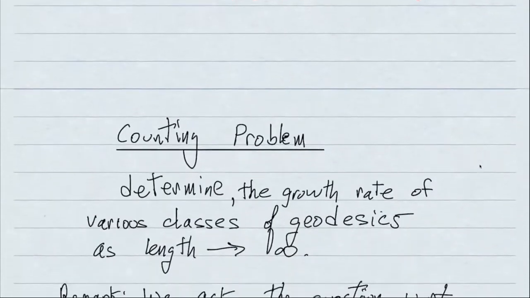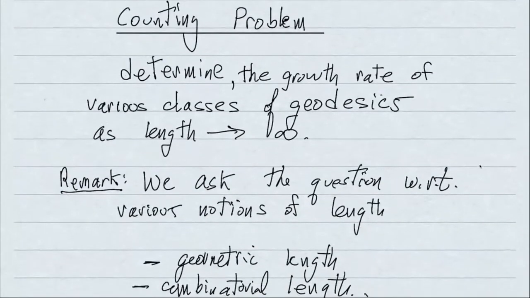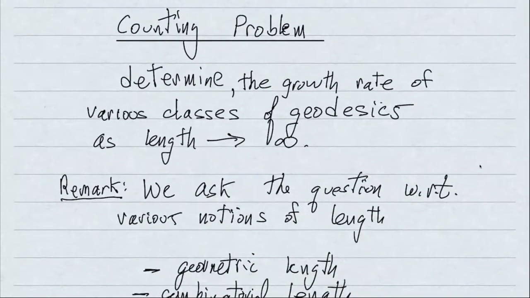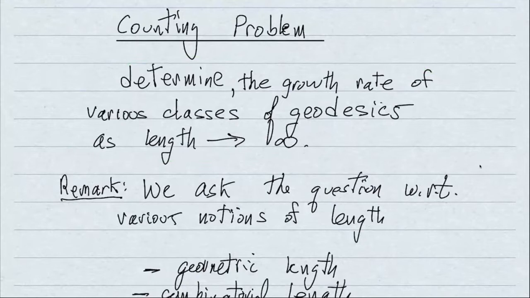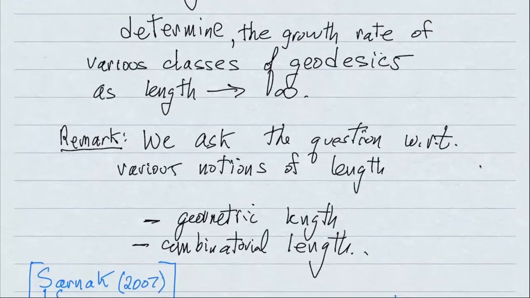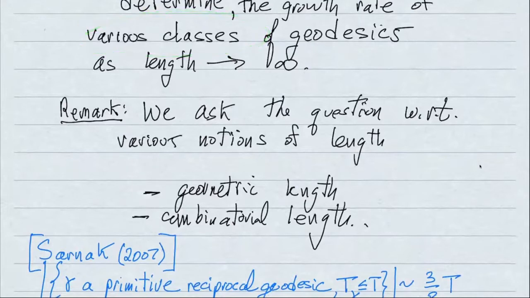So here's the counting problem. There's numerous counting problems we could talk about. So, determining the growth rate of various classes of geodesics as length gets larger. And what are the various classes? That's what I want to tell you about now. And what are the various notions of length? Well, there's two natural notions of length. There's the geometric length coming from the hyperbolic geometry of a geodesic. And there's also the combinatorial length, which put another way is the word length of the element of the group PSL2Z that represents the geodesic.